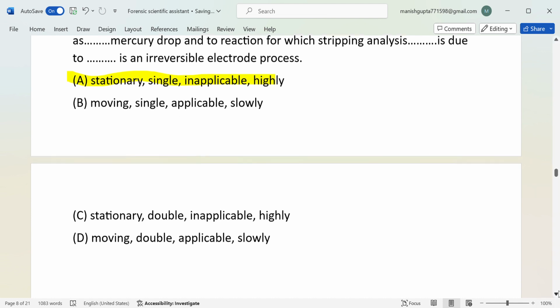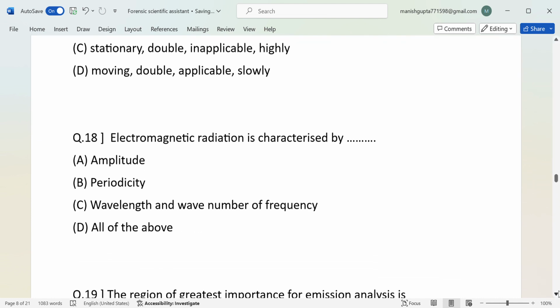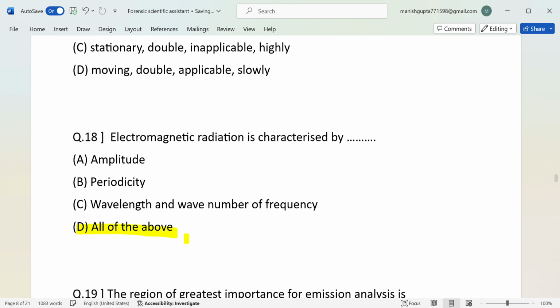Now we are going to see question number 18. Electromagnetic radiation is characterized by dash. First, option number 1, amplitude. Option B, periodicity. Option number C, wavelength and wave number of frequency. Option number D, all the above. Option number D is correct, all the above.